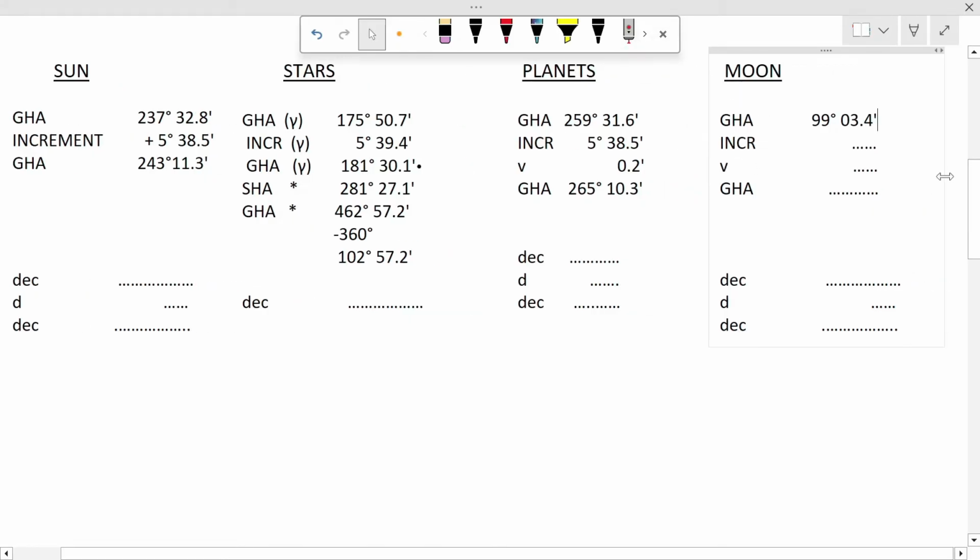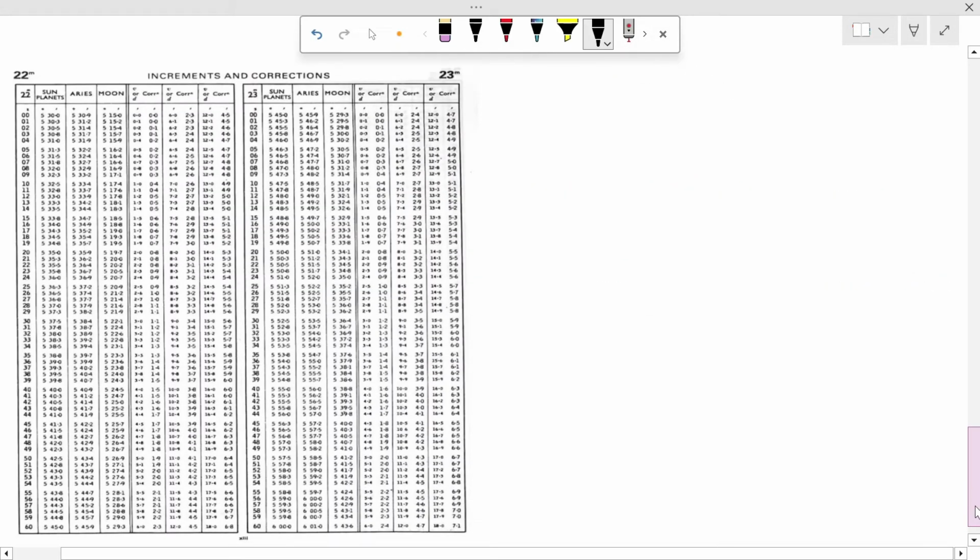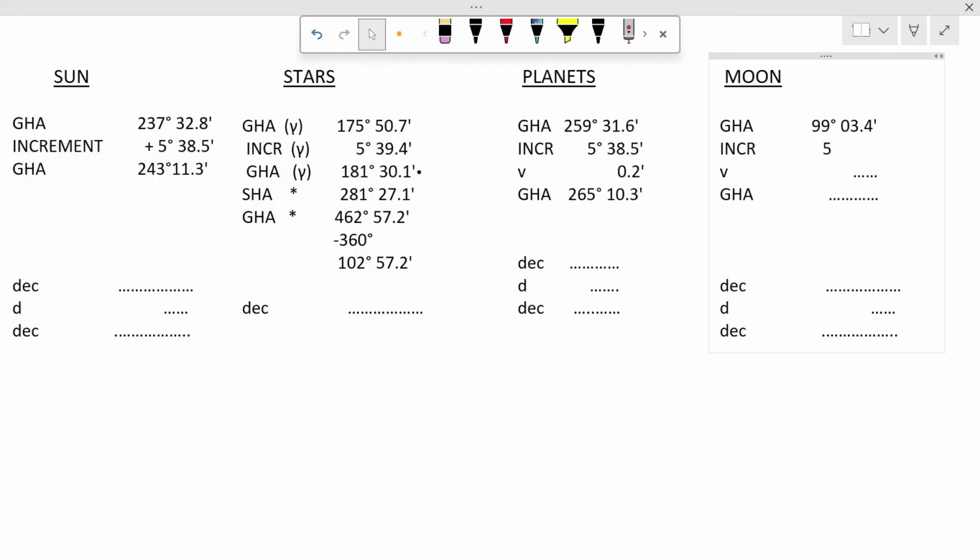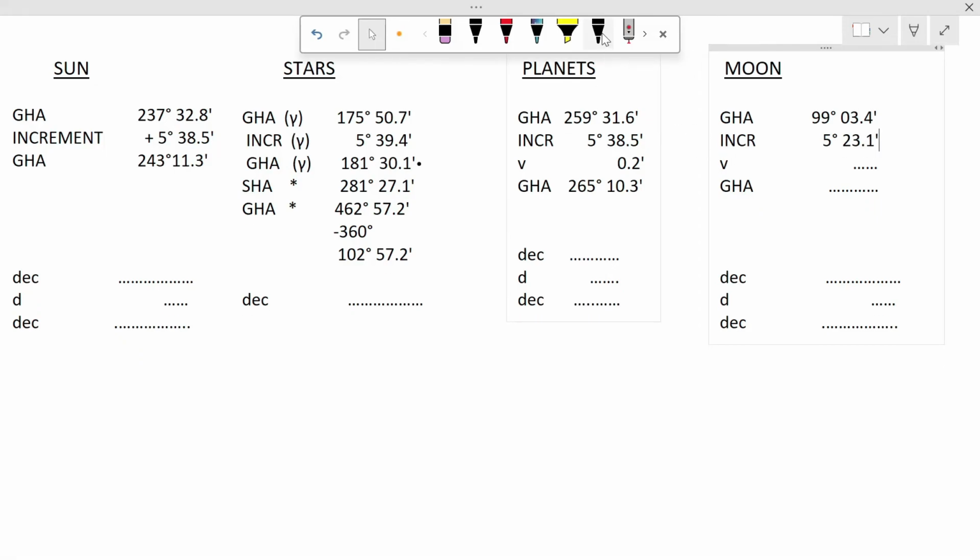Now we have to find the increment for the Moon. On the increment and correction pages, this is for the Moon. We have to find for 34 seconds. So this is 34 seconds. The increment is 5 degrees 23.1 minutes. Now we need the V correction for the Moon also.